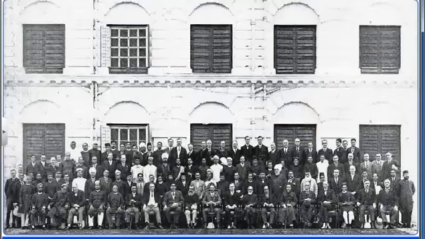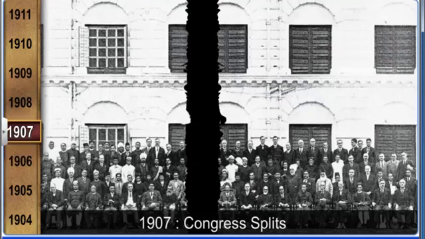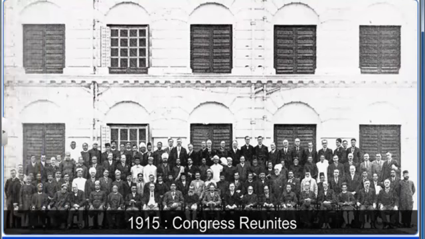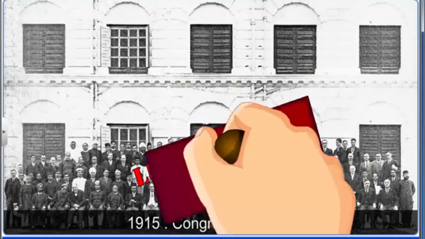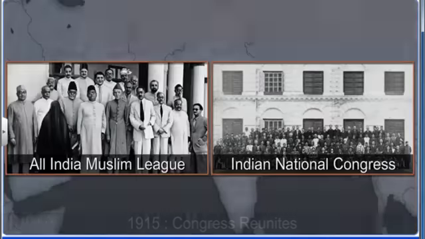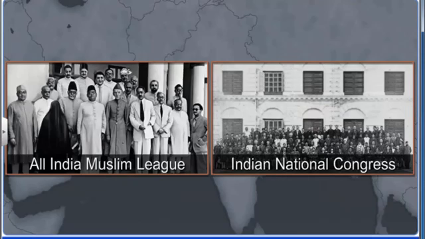In the meantime, the Congress split in 1907 and was now led by the moderates, while the radical group led by Tilak worked separately. However, in 1915, both the groups united again. They signed the historic Lucknow Pact in 1916 with the All India Muslim League to work together for their cause. Therefore, the latter half of the 19th century saw the emergence of many national organizations in India that fought against the British.